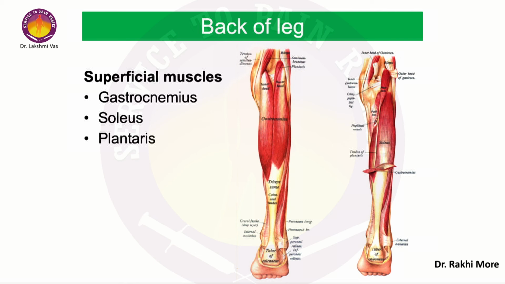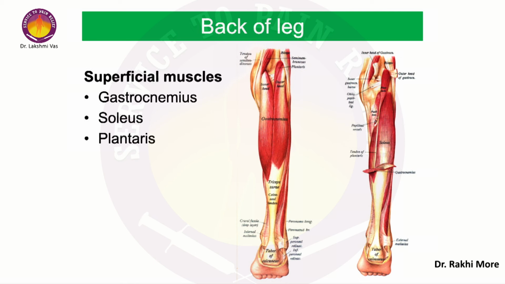Both the heads unite together to form the tendo Achilles along with the soleus. The soleus takes origin from the fibula as well as from the tibia, and they form the tendo Achilles and get inserted on the posterior aspect of the calcaneum. Deeper to this will be the plantaris.